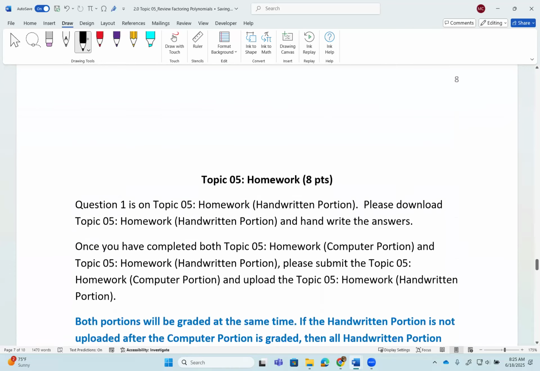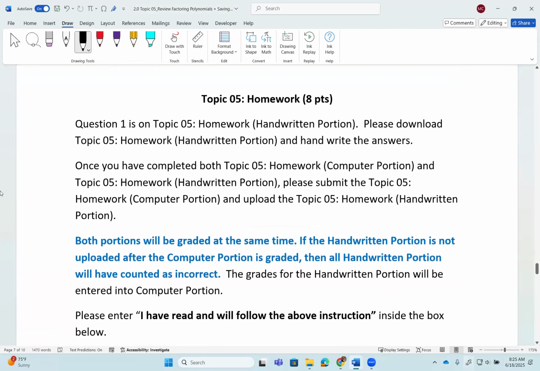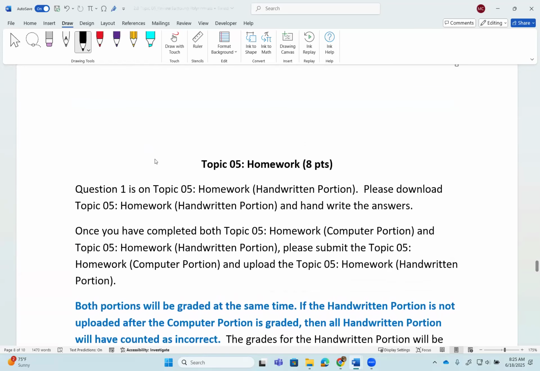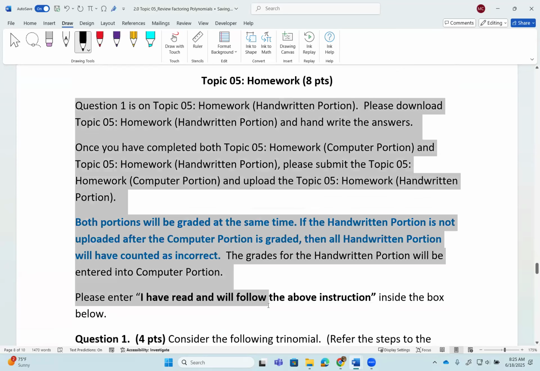All right. So the homework here, question number 1 and 2 are on the handwritten portion. So on the computer portion, when you run into this particular homework problem, you're gonna see this instruction. Okay, it's a very standard instruction. It tells you exactly what you need to do. Question number 1 is on topic 5 homework handwritten portion. Please download the handwritten portion and write the answers. And handwrite the answers. It's got to be handwritten for your homework.